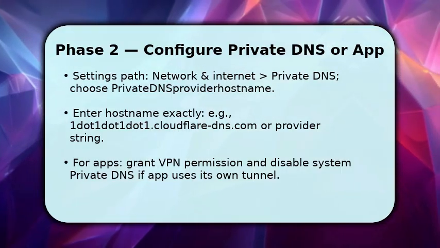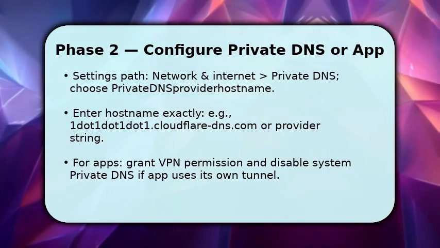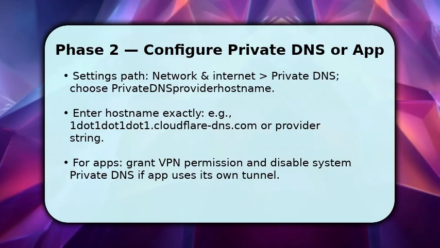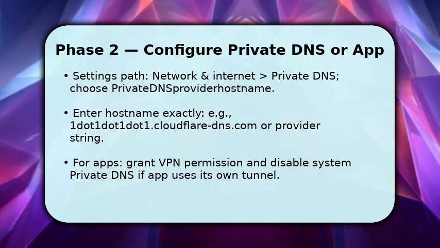If you prefer an app, install a trusted DoT resolver, open it, and accept the VPN-style permission prompt. Make sure system private DNS is off if the app operates a private tunnel, because two resolvers can conflict.